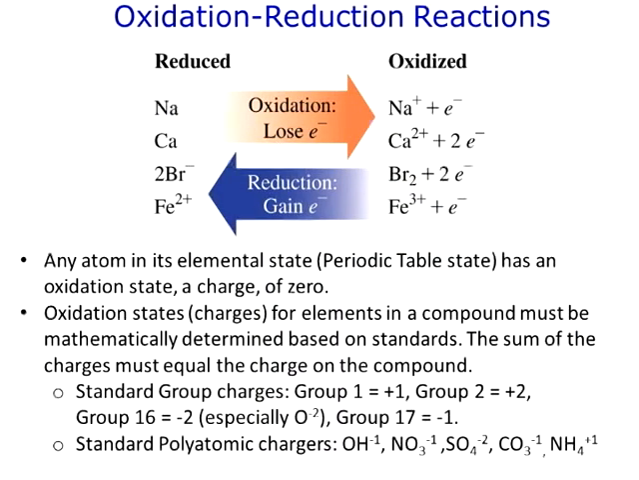Here's some examples. When we oxidize sodium, it becomes sodium plus an electron. When we oxidize calcium, it becomes calcium plus 2 electrons. In this diagram, the oxidized form is shown on the right and the reduced form is shown on the left. So if we take bromine, it would undergo reduction. Br2 would undergo reduction and would move to the left side and become reduced.